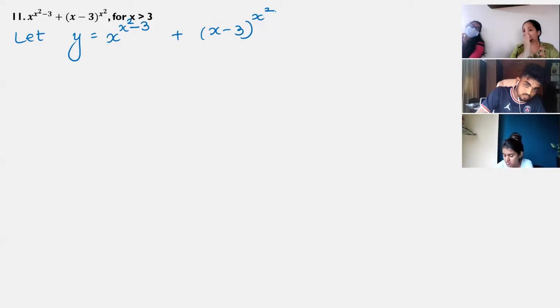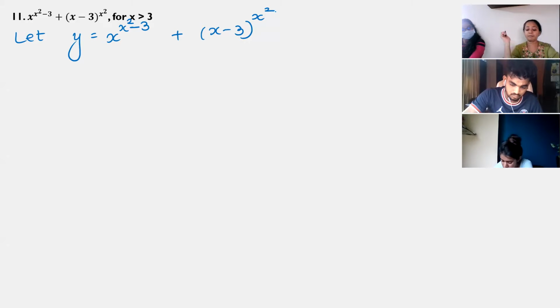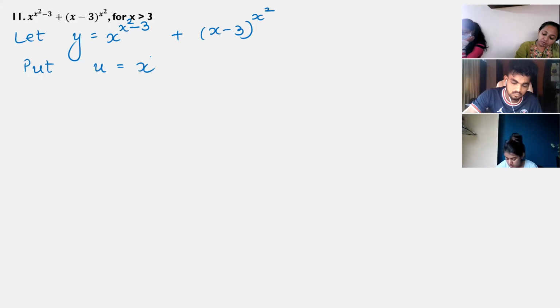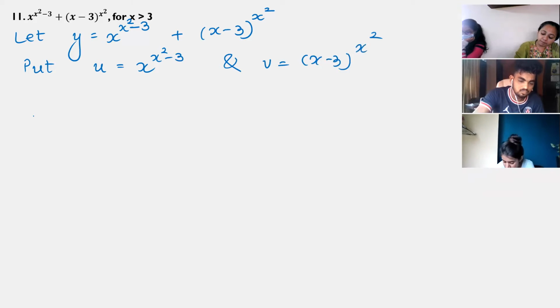Here again you are going to take u and v. For u, since you have power x, you will take log. For v also you will take log. And then whatever you find later on, you will substitute. So put u = x to the power (x² − 3) and v = (x − 3) to the power x².